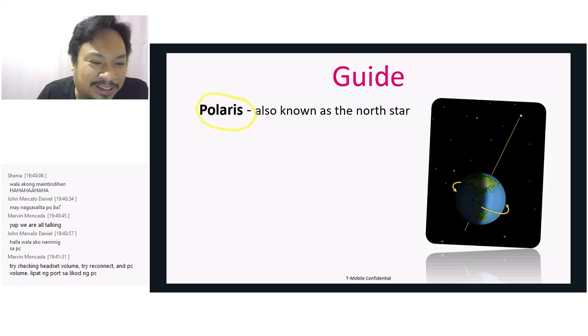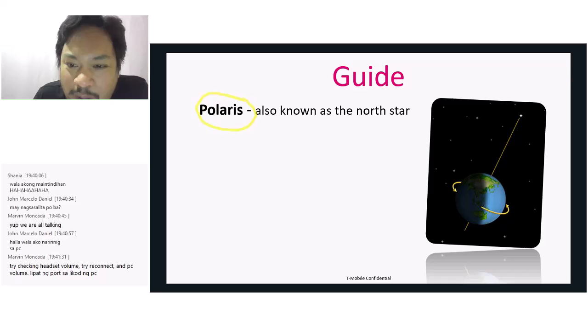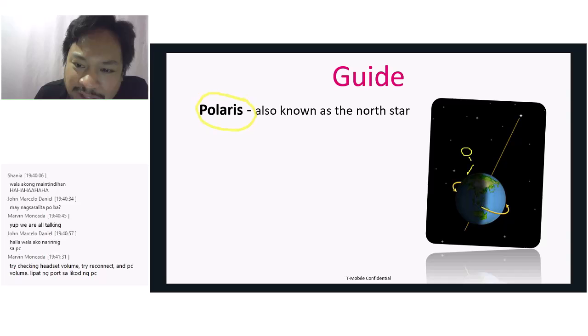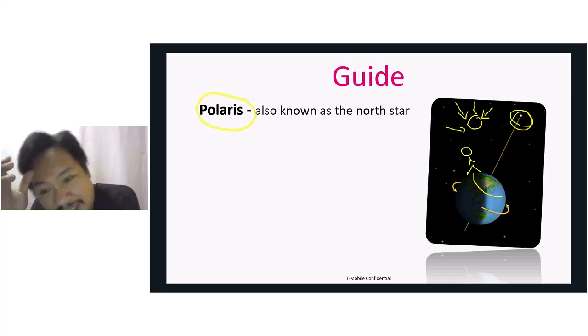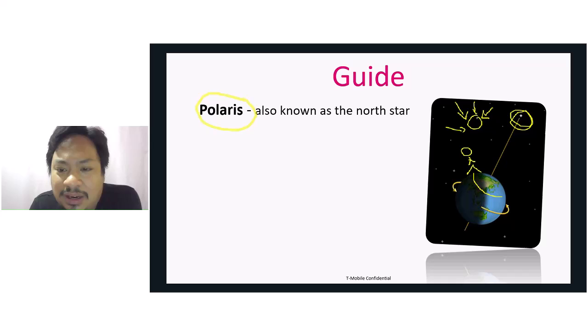So, going back. Guys, I know we're talking science, but I just want to make things simple. When you get a guide, you want a guide that is consistent. For example, I'm drawing a stick man on Earth. When I'm here and I look at this star, when the Earth rotates, this star is in a different direction already, because the Earth rotates. But this star is in the north part of the Earth. Polaris, the North Star. Wherever you look, it's there. It's not affected by the Earth's rotation because it's right on the axis.